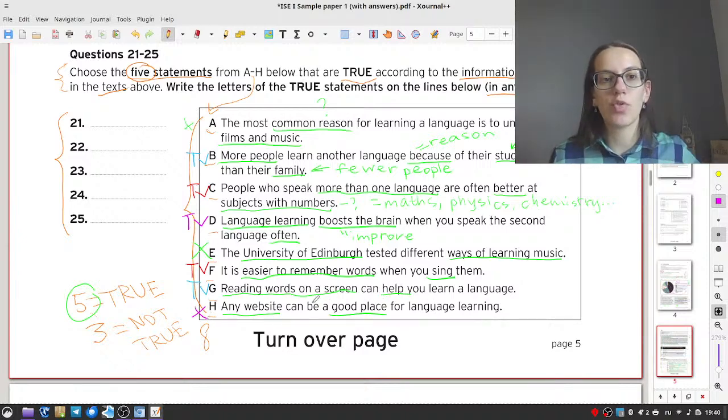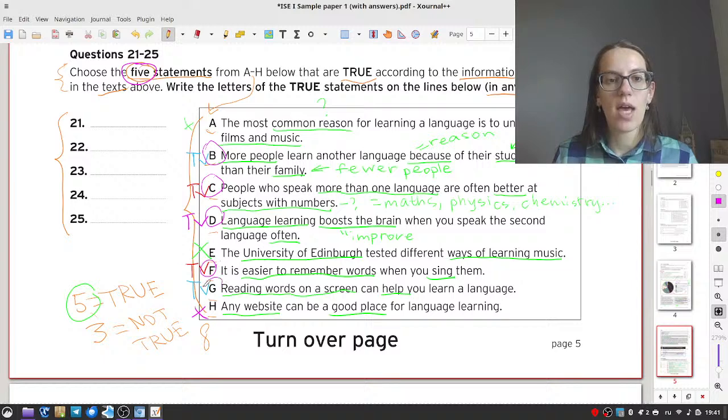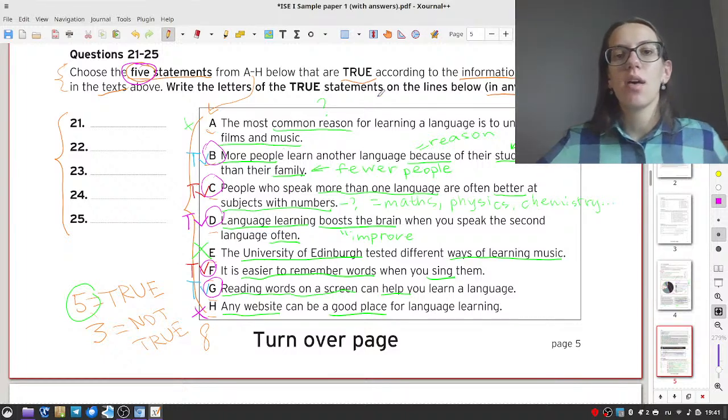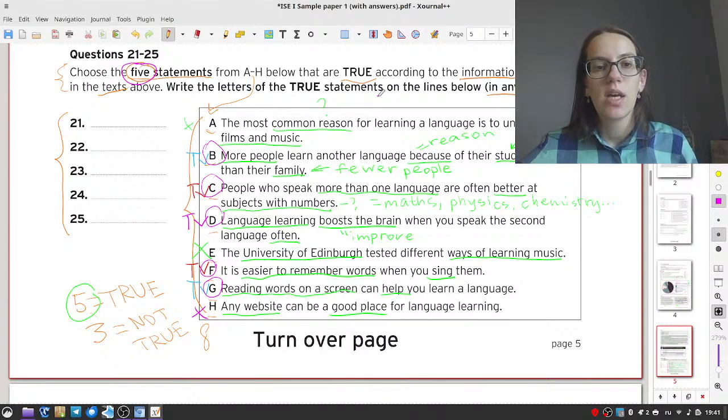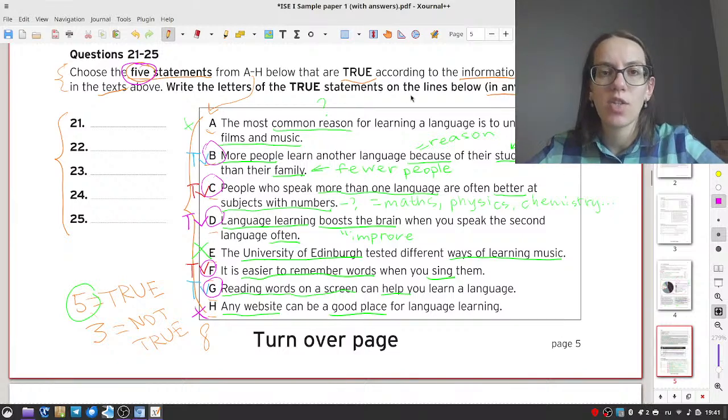Now let's have a look. How many true statements have we got? Remember that we need to have 5 statements that are true. So we've got B, C, D, F, and G. That's 5. So if you had any doubts about A, maybe you thought that films and music are like a type of pleasure, and you put a question mark there, you can see that we definitely have 5 other true statements. It means that A can't be true. And I already explained why it actually isn't.